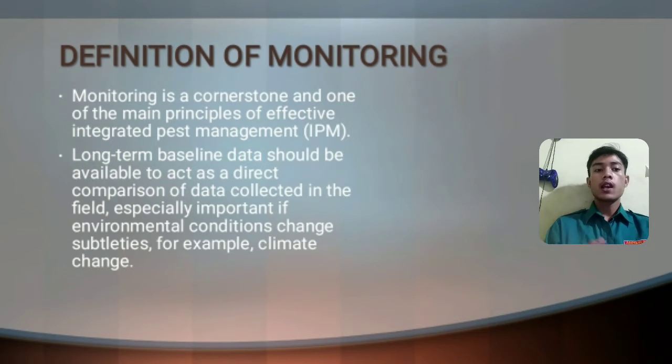IPM cannot be implemented effectively without accurate estimates of target fungal and nematode abundance, or without reliable assessment of crop damage and effect on yield. Long-term baseline data should be available to act as a direct comparator of field-collected data, especially important where environmental conditions alter subtly, for example, changing climate.